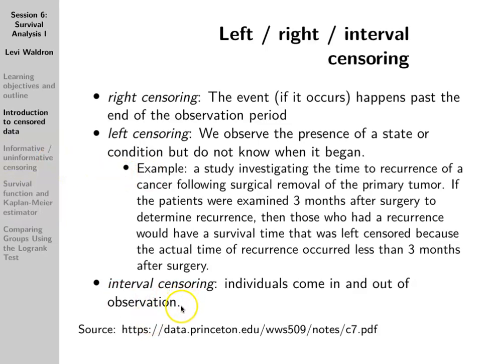And then finally, interval censoring is one where individuals come in and out of observation. That is, it's censored both on the right and on the left, or we have different observations that can be censored on the right or on the left. And I took these definitions from a different source shown here.